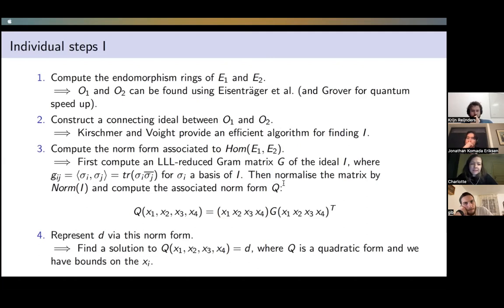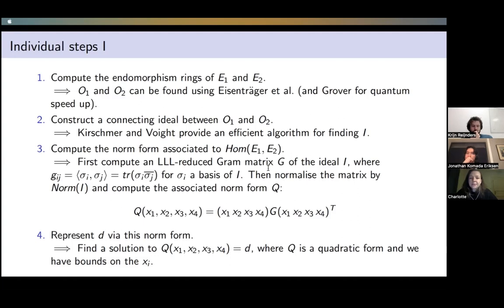And when we have this connecting ideal between the endomorphism rings, we know that an isogeny between the two corresponding curves corresponds to an element in the ideal. And if the isogeny, for example, is of degree D, then we know that the norm of the corresponding ideal element must be D times the ideal norm. So this basically means that we want to find an element of this particular norm, and this can be done via the norm form associated to the ideal.